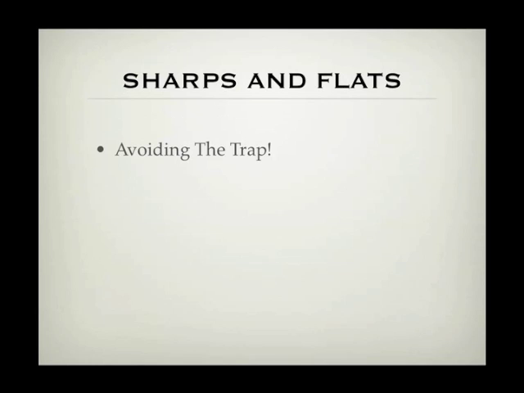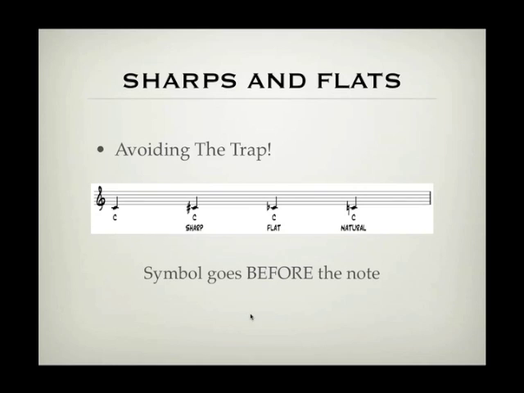Okay, final question. How do we avoid this trap? What is this trap? Well, the big trap that everyone falls into is they forget that the symbol goes before the note. Because it's called C sharp, everyone assumes, oh, the symbol goes after the note, because the sharp comes after the letter, but it doesn't. The symbol goes before the note, and that's the same for all 3 symbols, the sharp symbol, the flat symbol, and the natural symbol. That is the big trap that I see people fall into time and time again.